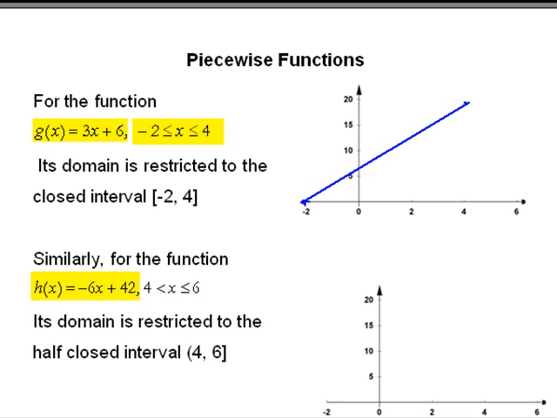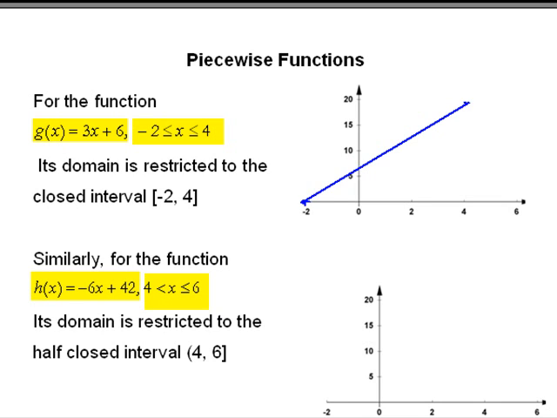But if then I go along, just like I did for g, and I restrict the domain of h to be 4 to 6, an open interval at 4, and closed at 6, then I have restricted the domain to this half-closed interval 4 to 6. Again, I can only legitimately draw h between 4 and 6, and I'm going to do that now.